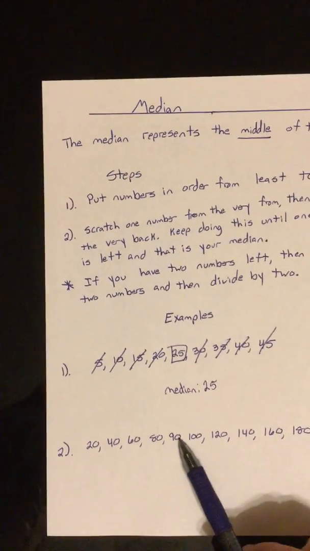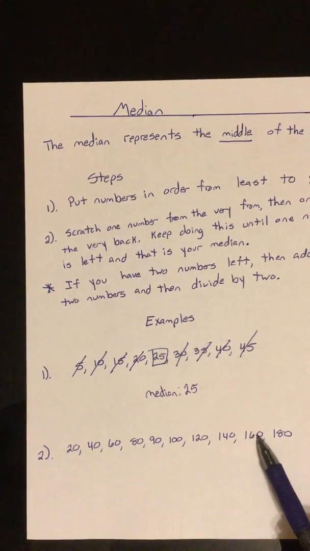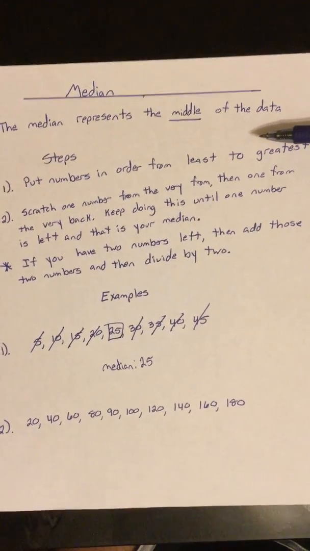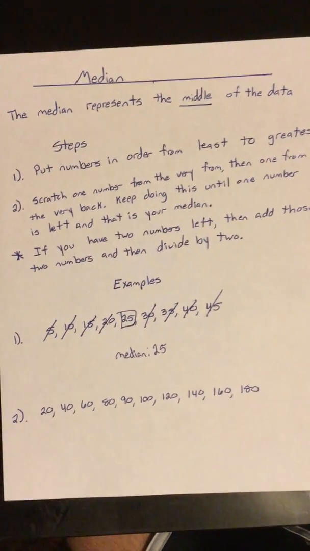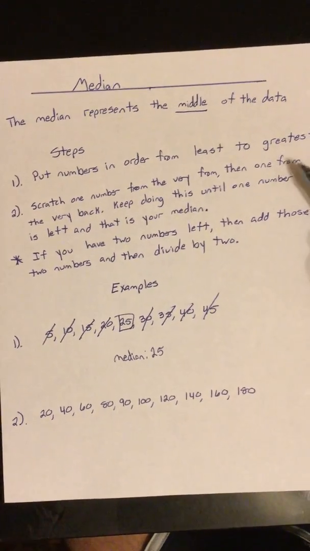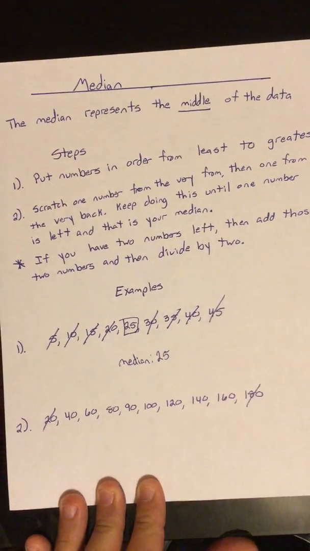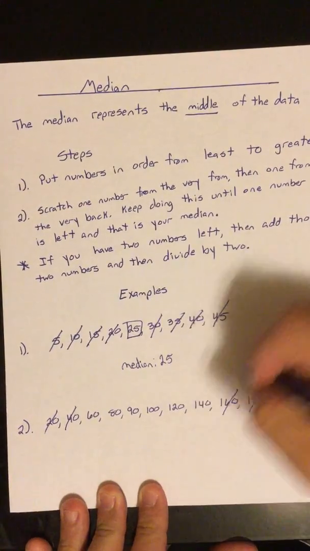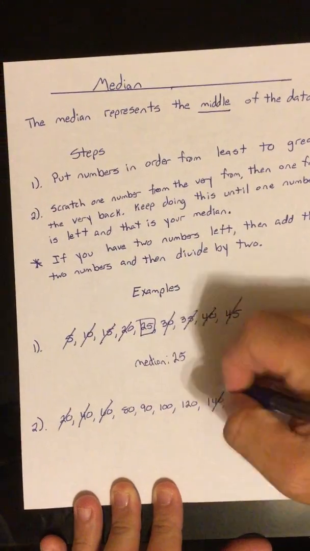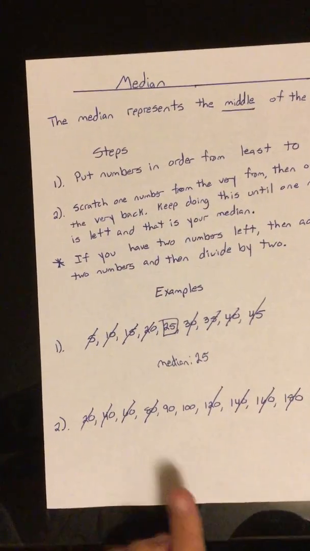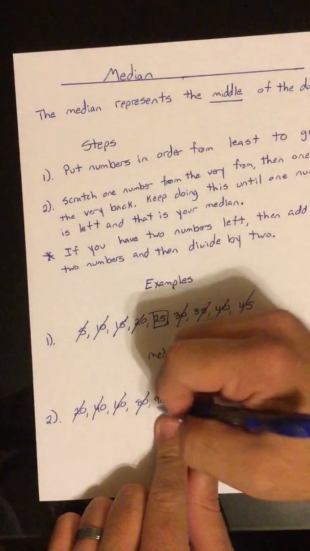Now, if you look at this next one, we got 20, 40, 60, 80, 90, 100, 120, 140, 160, 180. Step 1, put them in order from least to greatest. Already done. Step 2, scratch one number from the very front, one from the very back. Front, back, front, back, front, back, front, back. Well, I'm left with 2 numbers now.